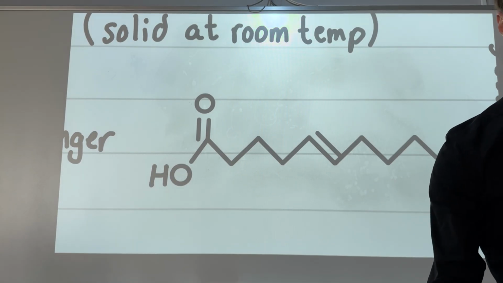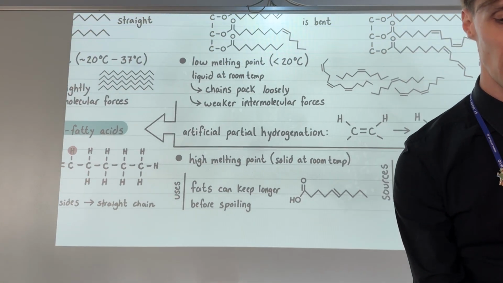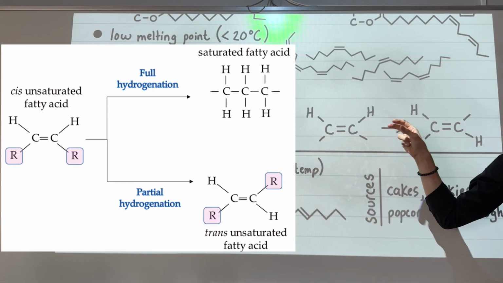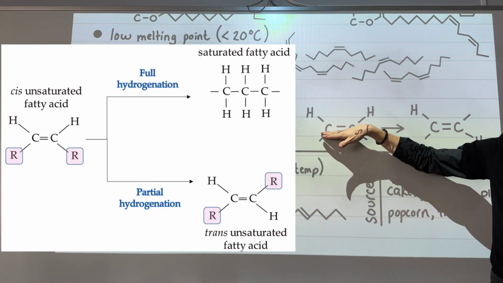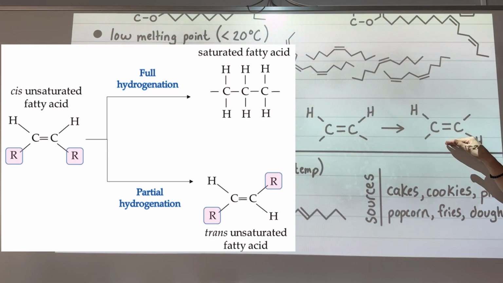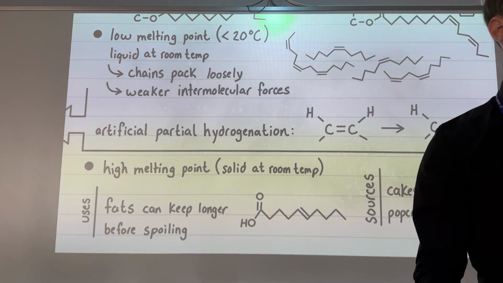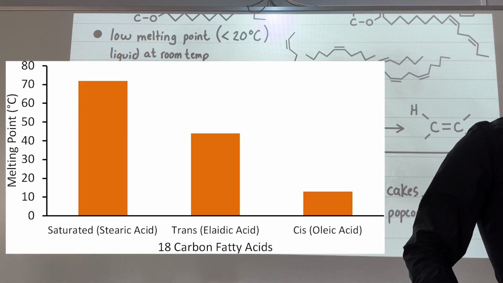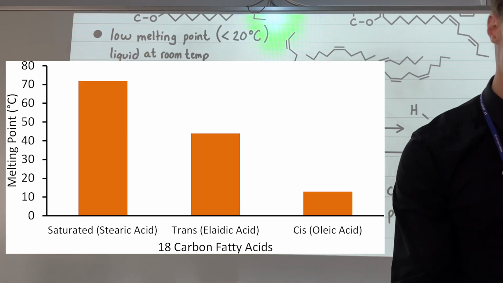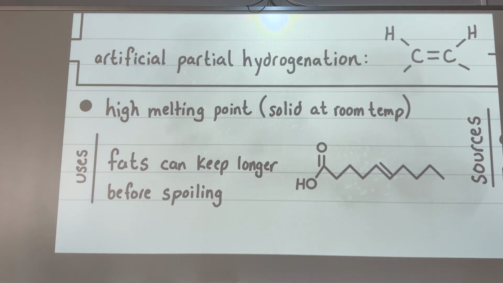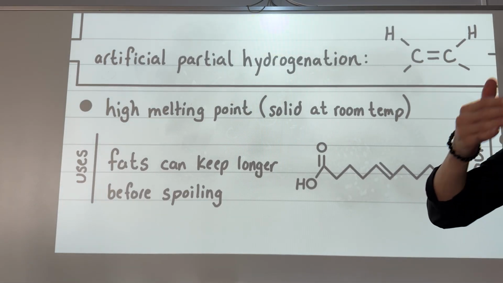It's higher. And that's precisely why they were invented in the first place. A process called artificial partial hydrogenation is where you take originally a polyunsaturated fat and you actually can convert it to a trans unsaturated fat. And the reason for this is, as you guys just predicted, it increases the melting point. Why would we care? Well, it's because fats can keep longer without spoiling. This was specifically done so that foods can last longer.